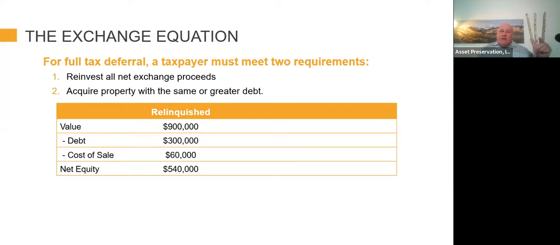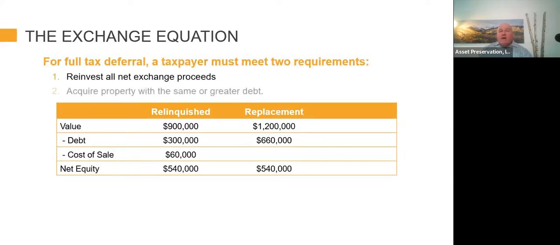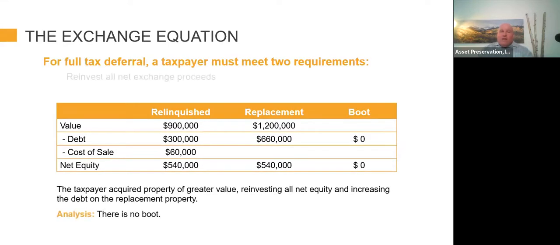Sell for $900,000, mortgage payoff of $300,000, cost of sale, so that's going to include your commission as a real estate professional, $60,000, leaves net equity. Now you're going to buy a property for $1.2 million. Your debt goes from $300,000 to $660,000, so you're fine there.